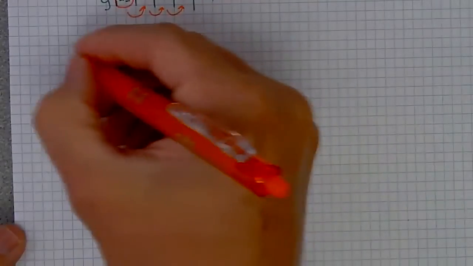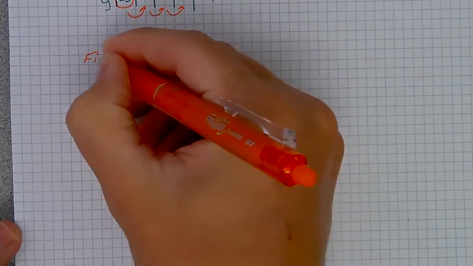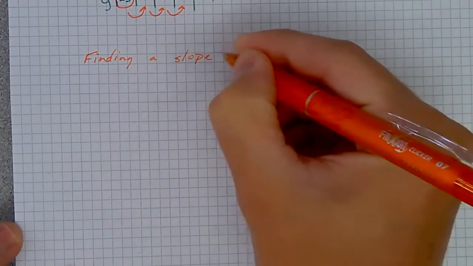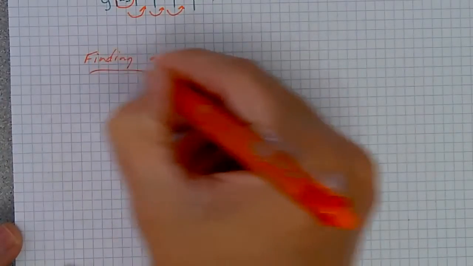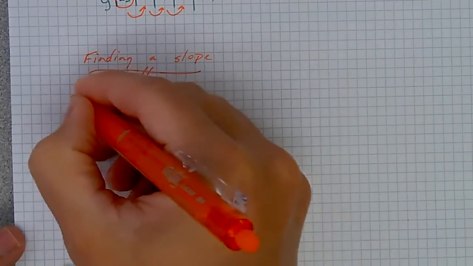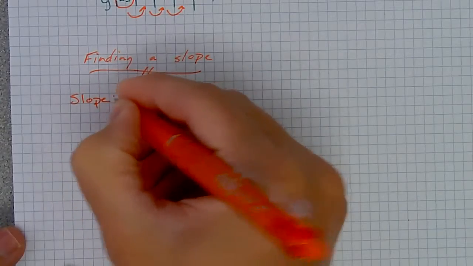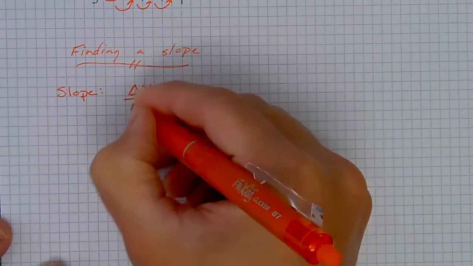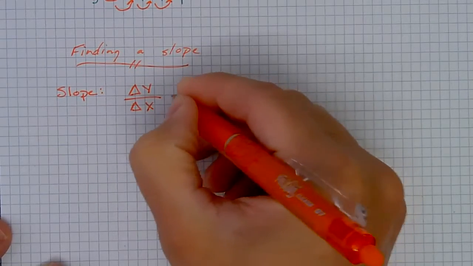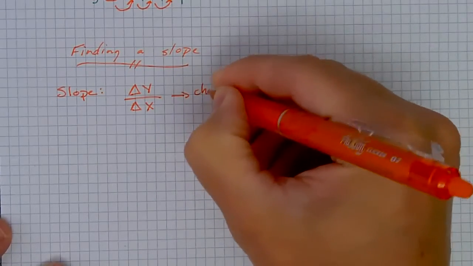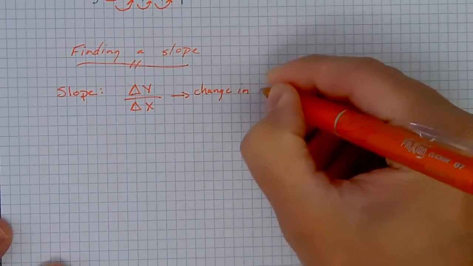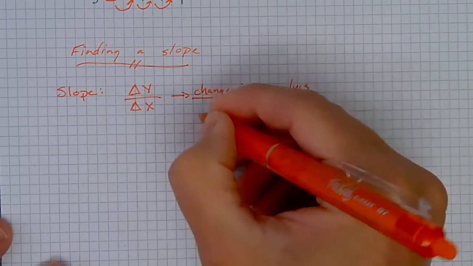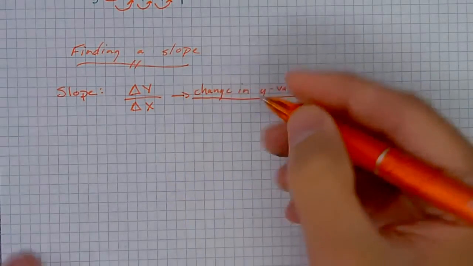All right, so today we're going to be taking a look at finding a slope. We're going to look at it a couple different ways.